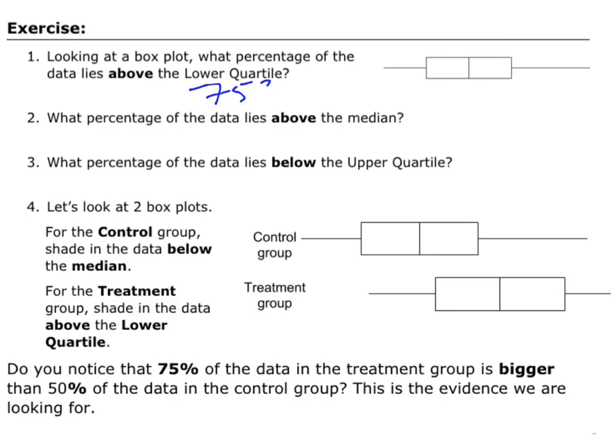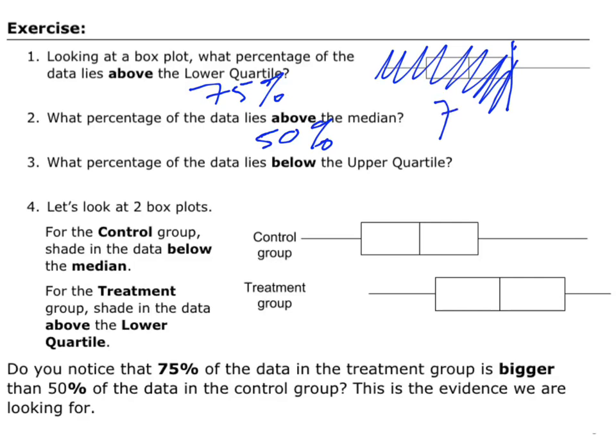It's 75%. What percentage of data lies above the median? So then think, there's my median. What percentage lies above it? And with your median, you've always got 50% above, 50% below. Okay, so 50% lie above the median. And what percentage lie below the upper quartile? So here's my upper quartile. And if I look at how much data there is below that, that is 75% of my data.